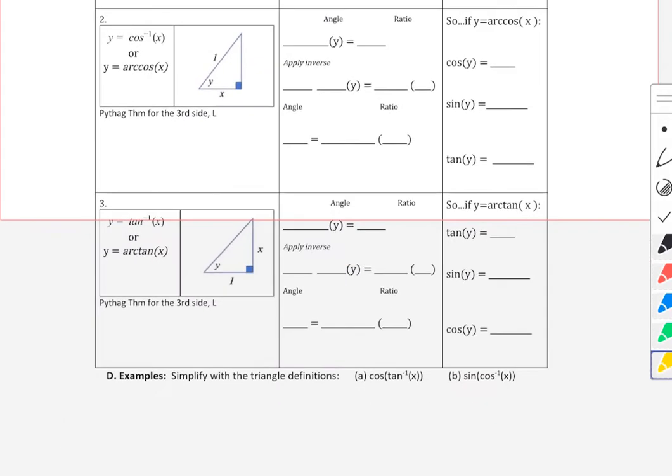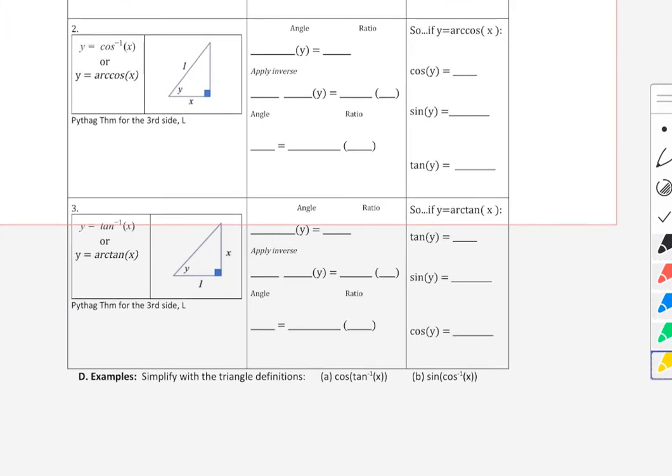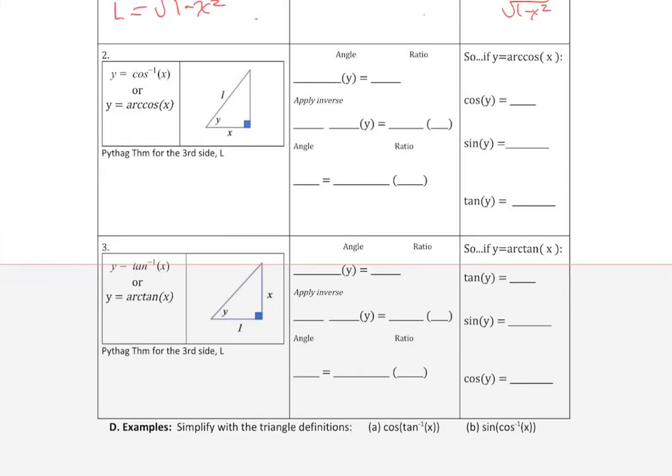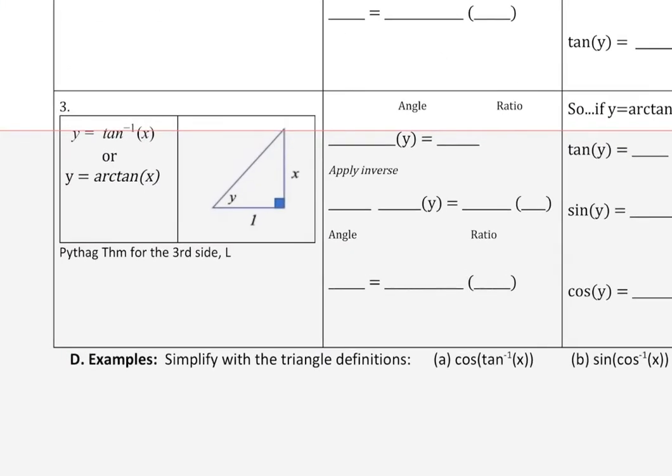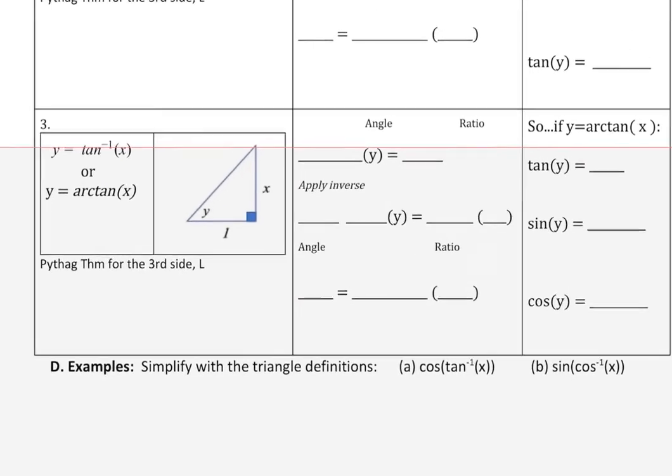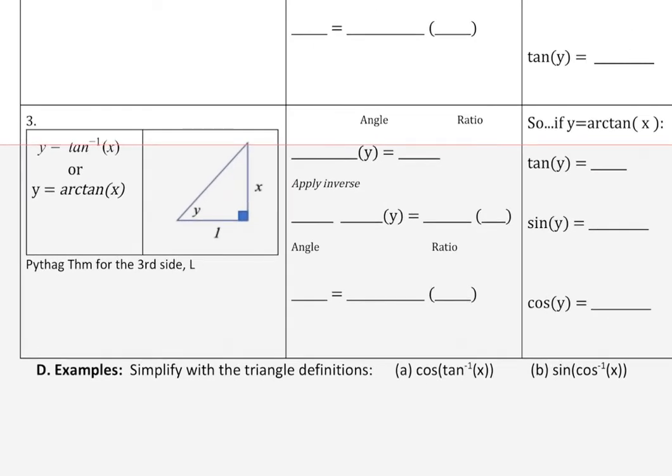I'm getting a line through there. Oh well, that's okay, it won't matter. It's still recording fine. So let's go through this and do the same thing for tan now.